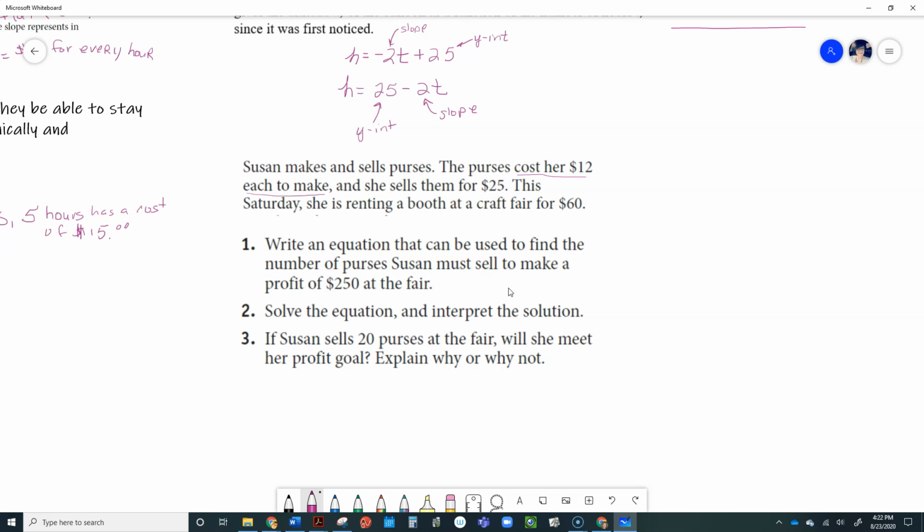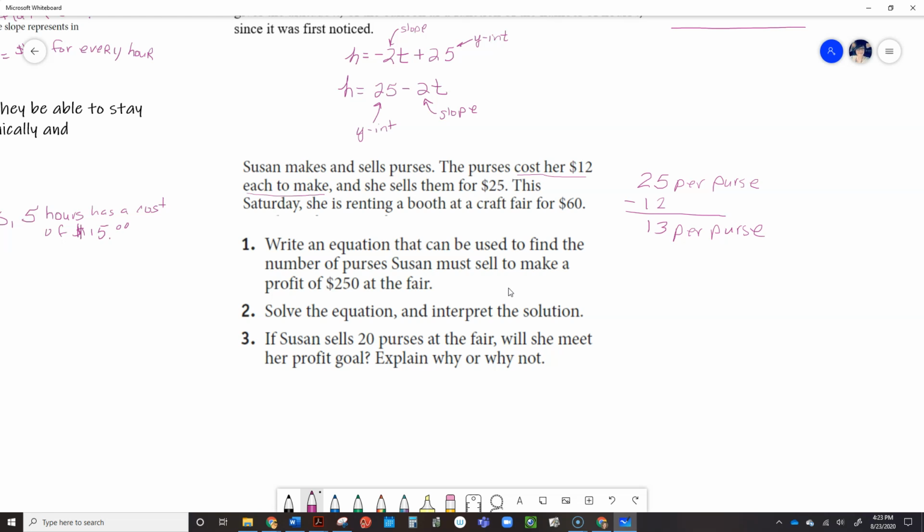Then she's going to sell them for $25. So if you put $25 per purse, that's not going to be a realistic amount of money because she doesn't get to keep all that. What does she get to keep? Well, she's got to take away $12 from that 25. So that means she gets $13 per purse that she gets to count toward her profit. Does that make sense? So she's selling them for 25, it cost her 12 to make it, so she's actually profiting $13.